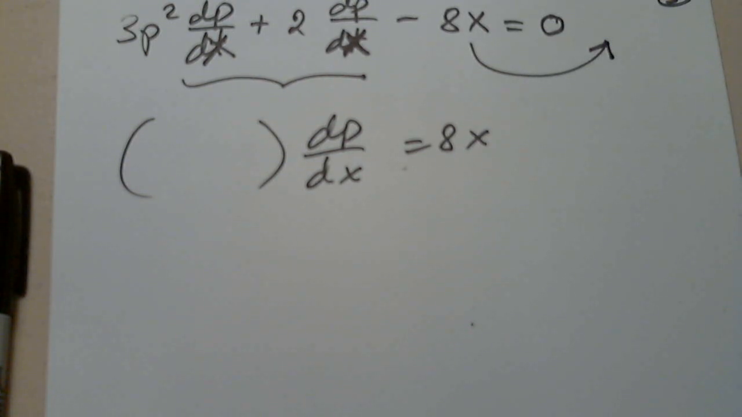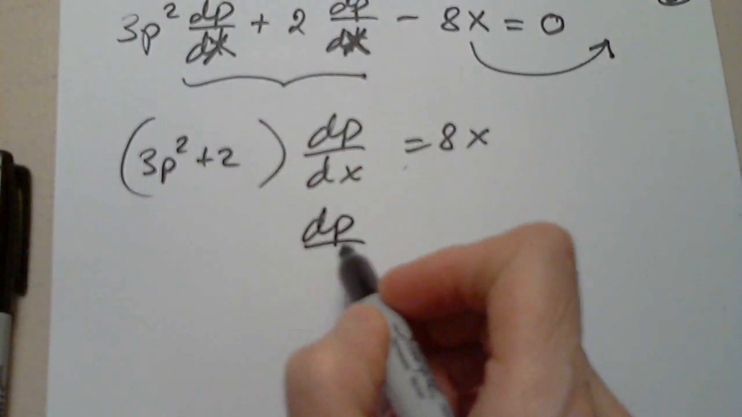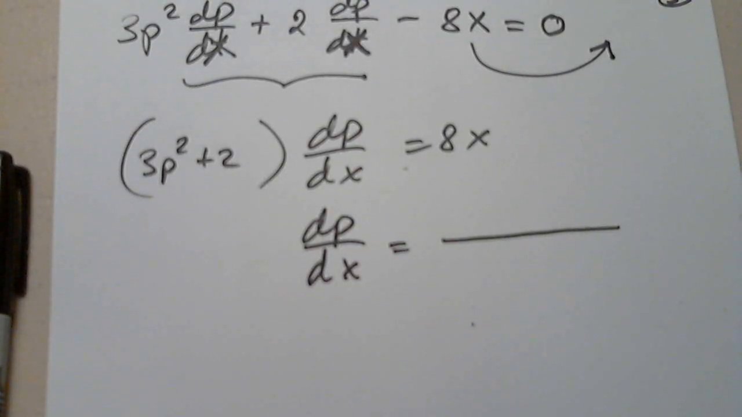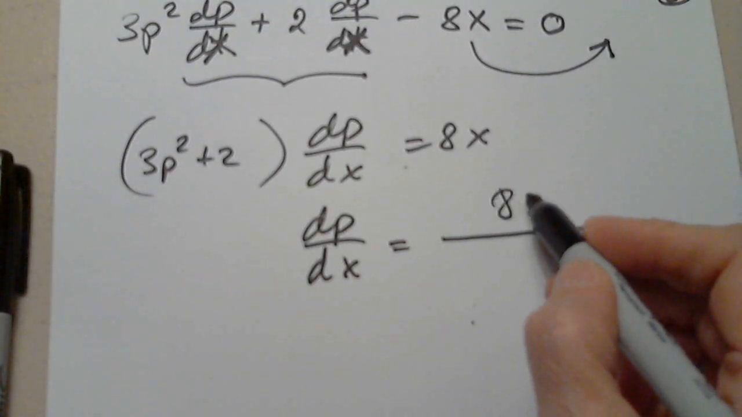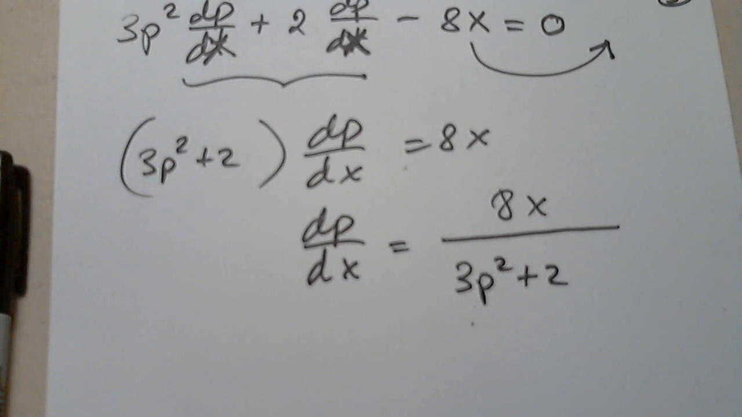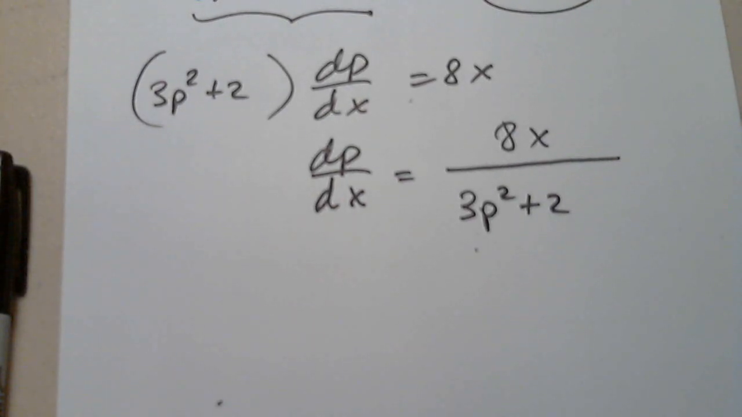3p squared plus 2. And finally, dp over dx equals 8x over 3p squared plus 2. This is it. Okay. Any questions so far?